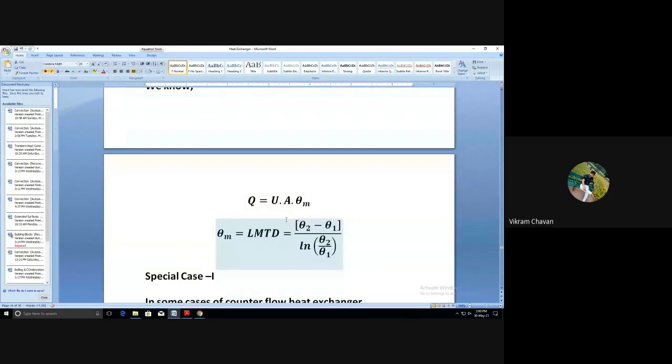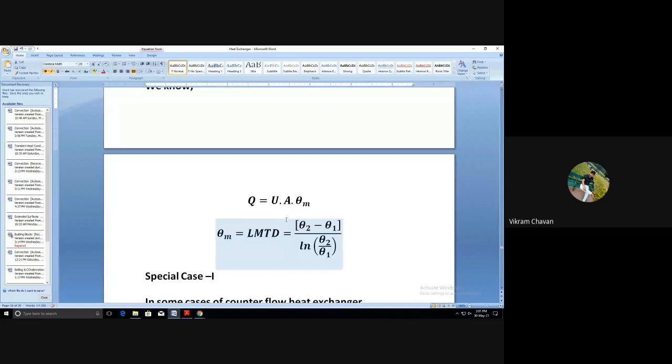In case of a parallel flow also, we'll get theta2 minus theta1 divided by ln of theta2 divided by theta1. And in case of a counter flow also, we'll get the same equation for the LMTD. But what is the difference? The difference is about the configuration of the theta terms.